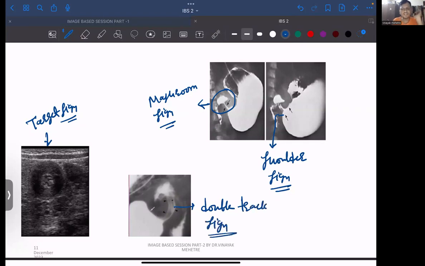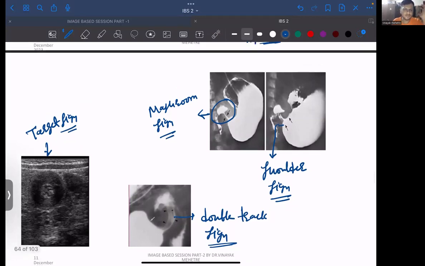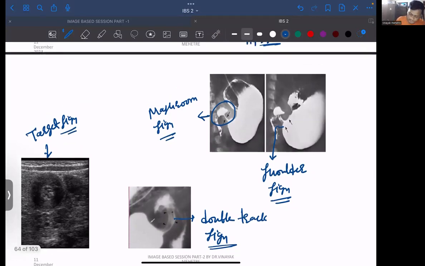Okay, these all things are seen in which disease? Anyone? Congenital hypertrophic pyloric stenosis. Congenital hypertrophic pyloric stenosis. Examiner's favorite topic.